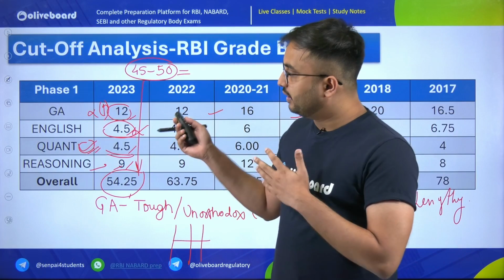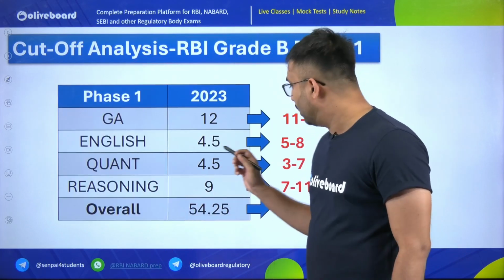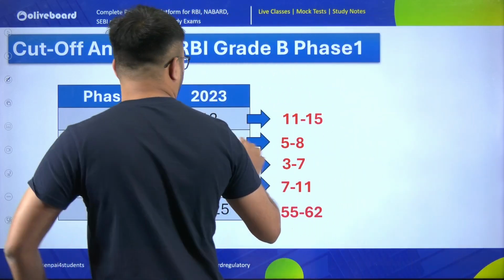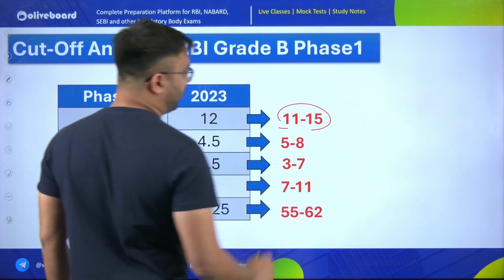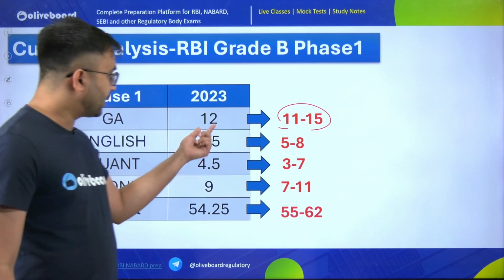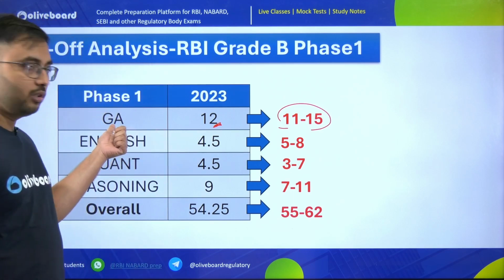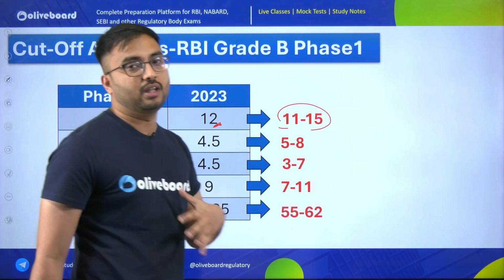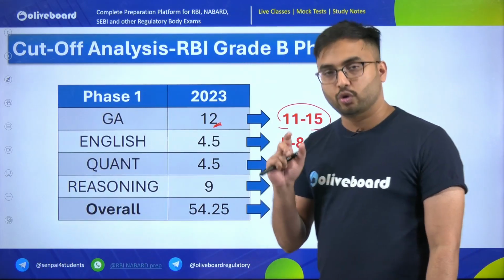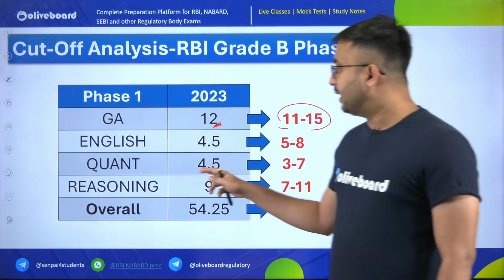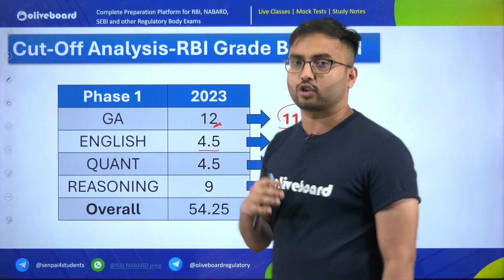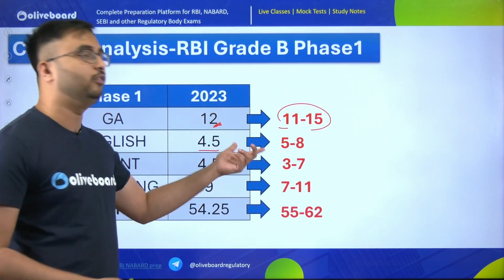Now when you compare the difficulty of all these four sections, we come up with these cutoffs. Okay, so I will tell you clearly. For GA, the overall cutoff should be between 11 to 15 marks. Okay, again here, when we are talking about 12 marks for past year, my personal number, if I want to give within this 11 to 15 marks, it should be 10 to 11. Okay, then English, it's 4.5, and what I personally feel is that the English cutoff may be between 5 to 8.